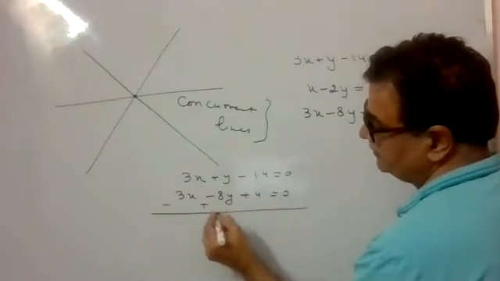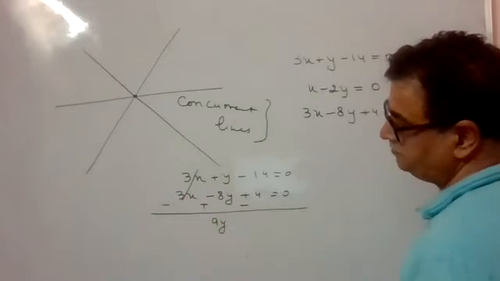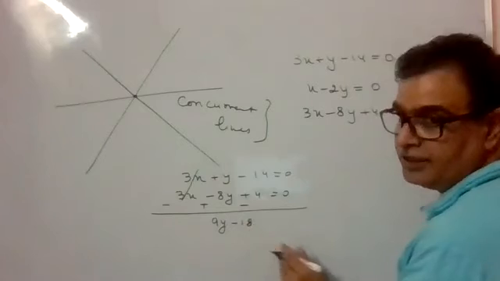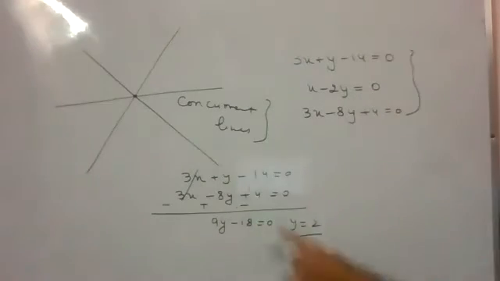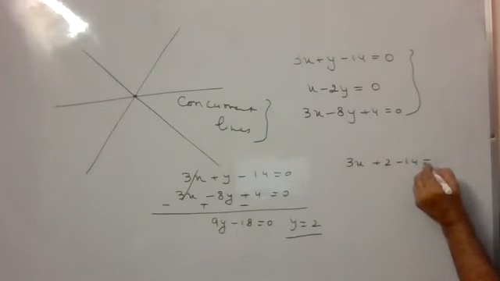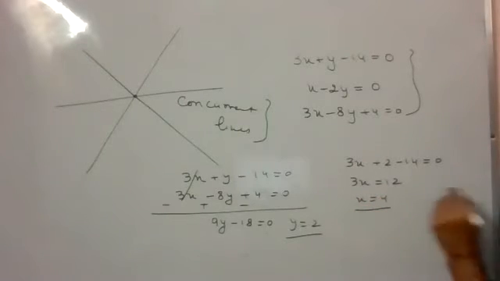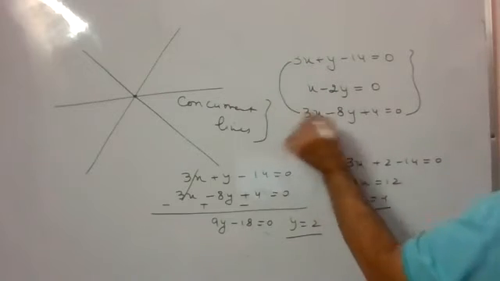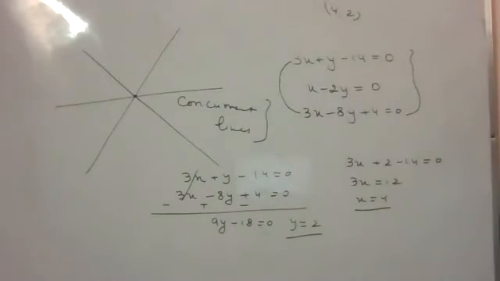When we take minus, this is plus, this is minus. 4 cancels out, it will come 9 of y minus 18 equal to 0. So y is coming 2. And when you put y equal to 2, it will come 3x plus 2 minus 14 equal to 0. So 3x comes out to be 12, x is coming 4. That means these 2 lines are passing through which point? 4, 2.